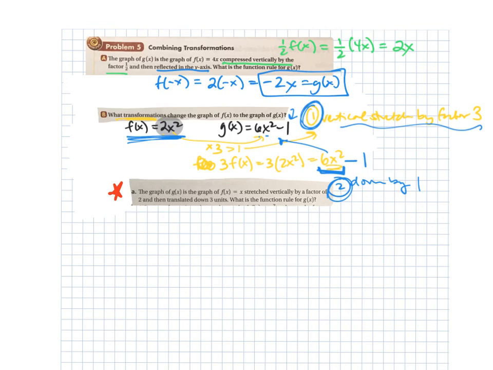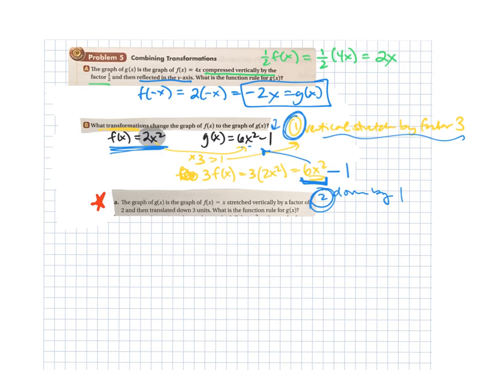Okay, so one for you to try on your own here. Let me make sure I included everything you needed to. The graph of g of x is the graph of f of x equals x, stretched vertically by a factor of 2 and then translated down 3 units. What's the function rule? So just do one like this. Press pause, try this on your own, and then check back for the solution, and then we'll be done.